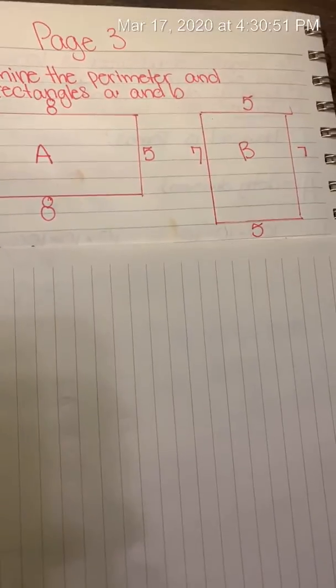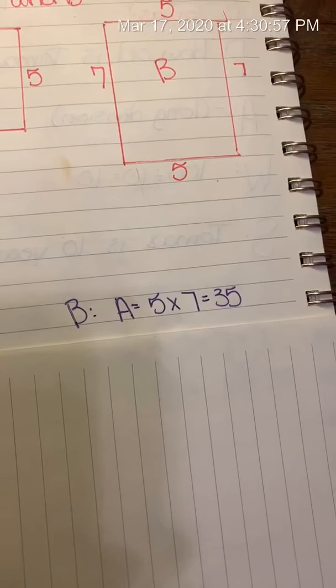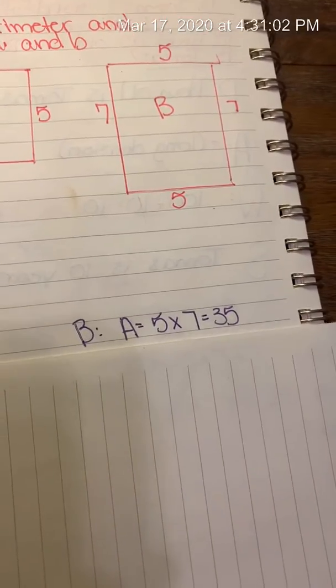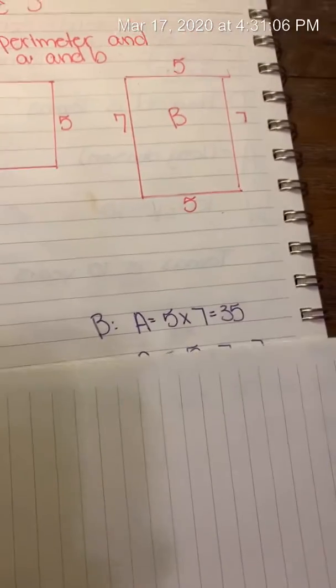So for this area, same equation, area equals length times width. So for B, we got area equals 5 times 7. So we're just going to take the length of 5 or the width of 5, and then the length or width of 7, which equals 35.